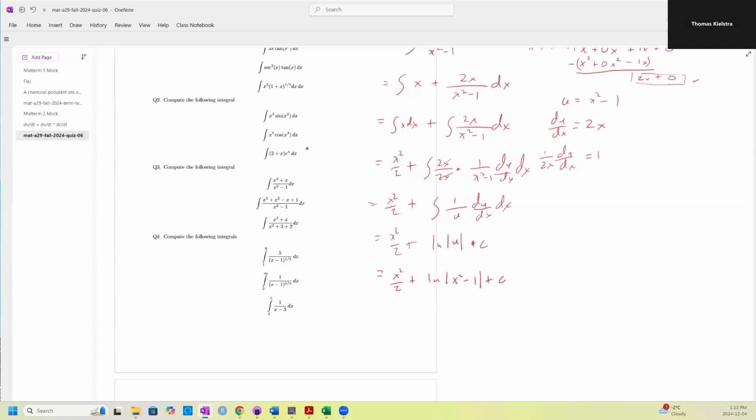And if you did your partial fraction decomposition, you would get x squared over 2 plus ln absolute x minus 1 plus ln absolute x plus 1 plus c. And these would combine using our ln rules to ln absolute x minus 1 times x plus 1, which is our ln x squared minus 1, which is what we have here. So we are perfectly happy in our solution.